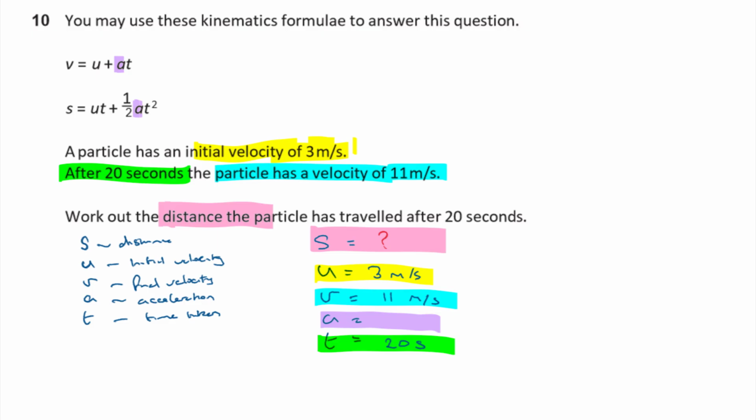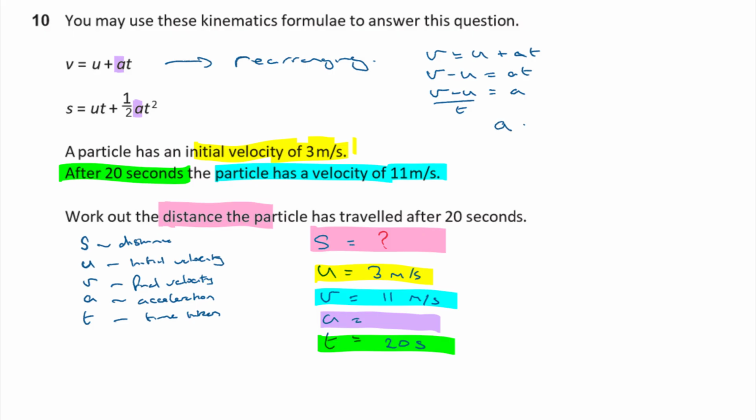So taking this first equation and rearranging it. v equals u plus at. Subtracting u from both sides, I get v minus u is equal to at, and then dividing through by t, I get a is equal to v minus u over t. So I'm going to use that formula for working out a.